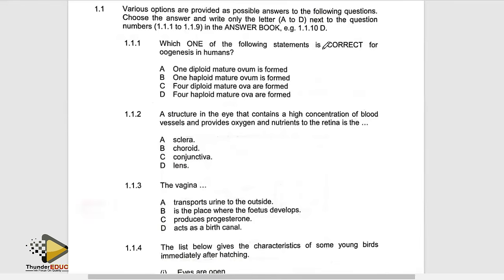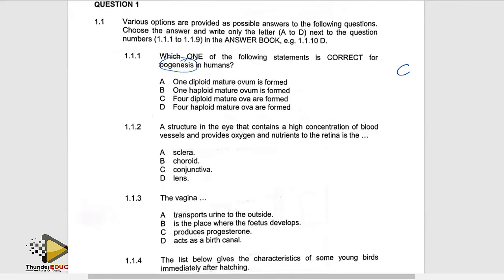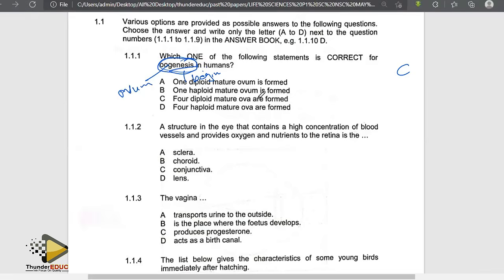Which one of the following statements is correct for oogenesis? So when you talk about oogenesis, oogenesis means the beginning of the ovum, or the process by which the ovum is formed, or formation of the ovum in humans. Oogenesis comes from the word oo, which means ovum, then genesis means beginning, to begin something. So which one of the following is correct?